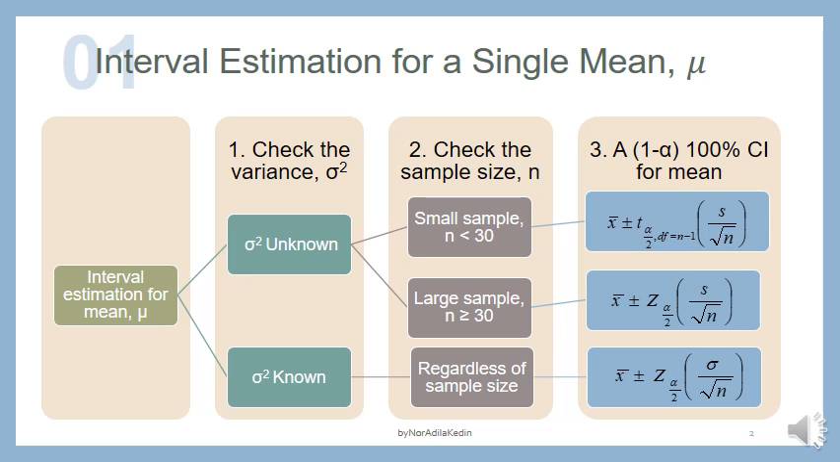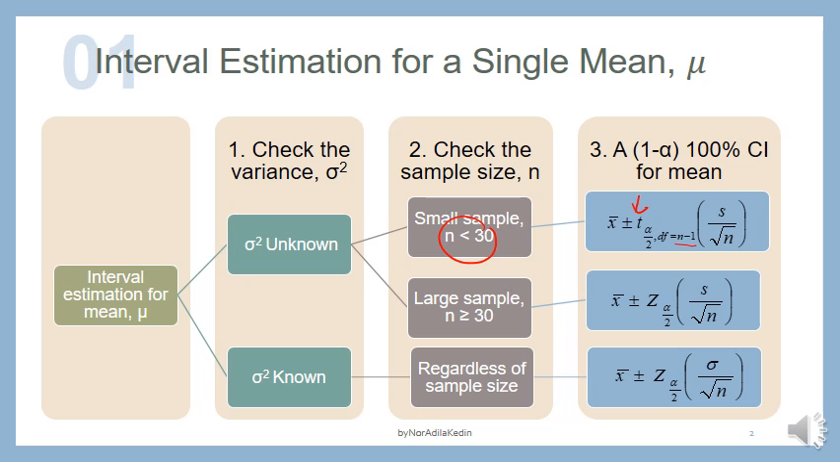So, for interval estimation for mean, you need to check the variance, whether the population variance is unknown or the population variance is known. If the population variance is unknown, you have to check the sample size. Okay, so if the sample size is less than 30, then kita pakai T distribution table with alpha over 2, degree of freedom, and n-1.